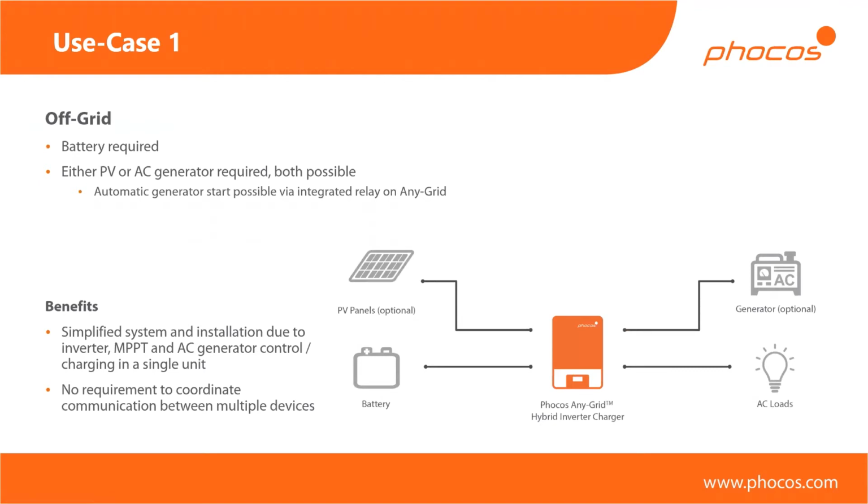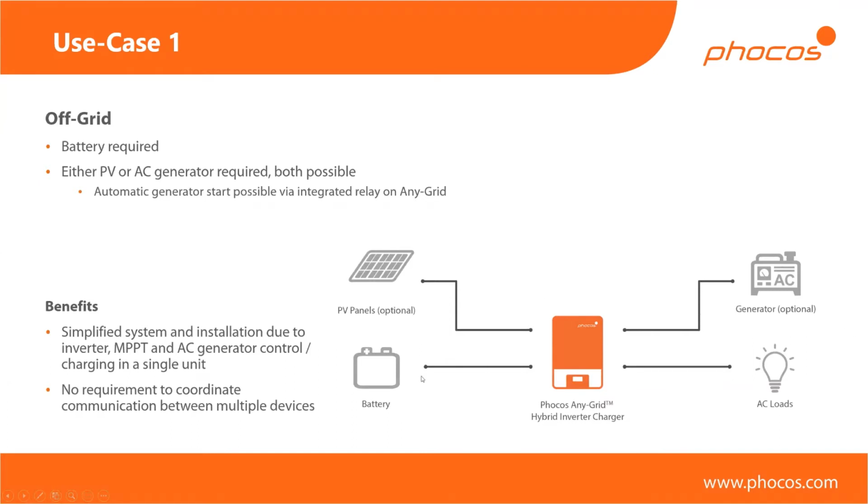So use case number 1 of 7. This would be a classical off-grid environment where you don't have an AC source from the grid at least. You can have a generator, which is optional here, and PV, which is optional. Obviously, you're going to need one of the two because otherwise you're just discharging a battery. You need a power source of some kind, but it can be either one or the other.